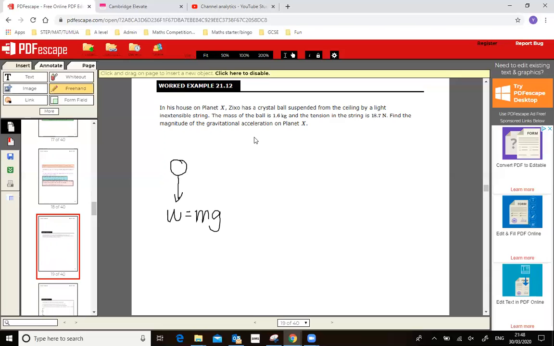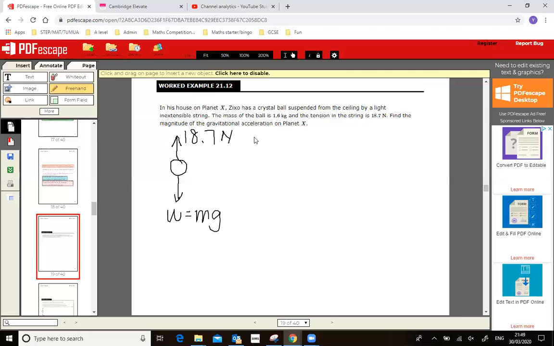What else is acting on the crystal ball? It says the crystal ball is suspended from the ceiling by a light, inextensible string, and the tension in the string is 18.7 Newtons. If it says light, inextensible string, that means we can ignore the mass of the string. Now remember from the previous section, tension goes outwards. So that would be 18.7 pointing directly upwards.